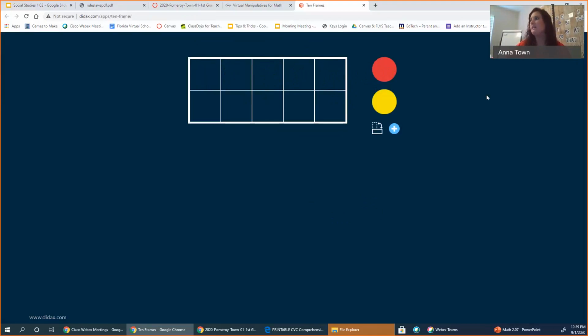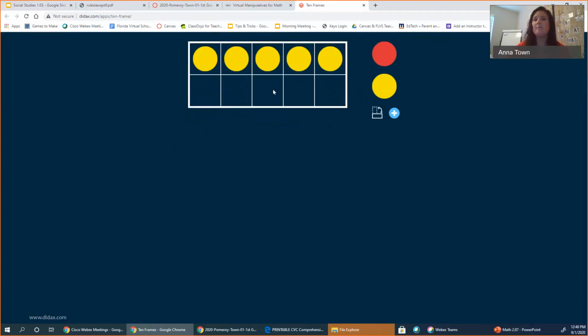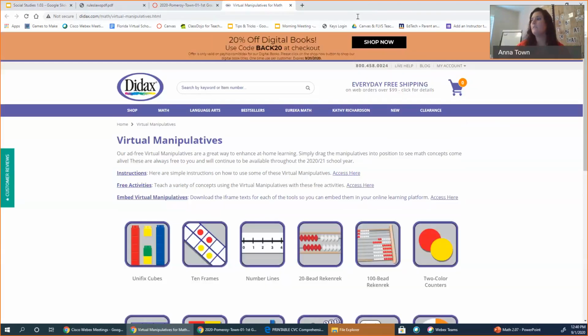I'm going to do another example. Let's do 7 minus 2. I'm going to fill in 7 counters in my 10 frame. And then I'm going to take 2 away. 1, 2. How many are we left with? 5. This is how you can use that online 10 frame.